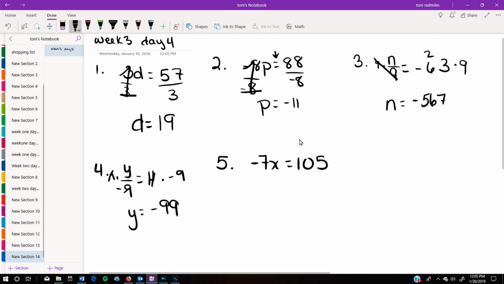Got to ask myself what the negative 7 is doing to the x. It's multiplying, so we're going to divide it on both sides. Okay, giving me my required 1. Got to take that sign with it too. So negative 7, positive 1010. I know my answer is going to be negative. I'm going to divide the 7 into the 1010, and that is going to give me a negative 15.